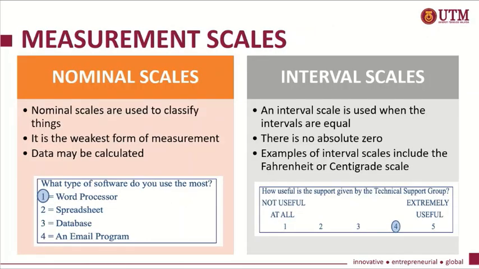Next, we will look into measurement scales that are commonly used in questionnaires. First are nominal scales, which we can use to classify things and which can be counted. The second one is interval scales, which we can use when the intervals are equal and there is no absolute zero. The examples of each scale are as follows.